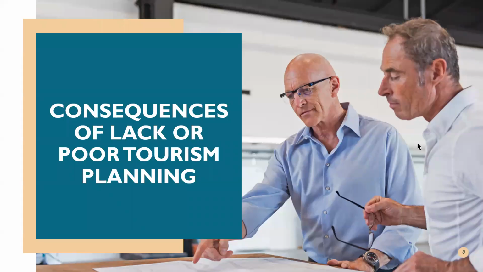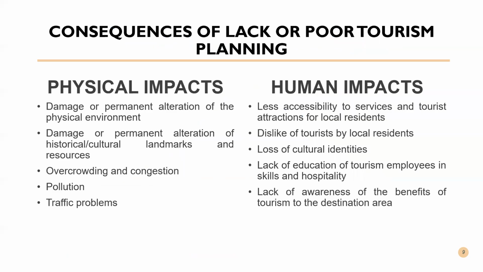So now let's talk about the consequences of lack or poor tourism planning. So when you lack or have a poor tourism plan, it might negatively affect the destination. It will affect different aspects. First, the possible physical impacts of lack or poor tourism plan. It might damage or permanently alter the physical environment of the destination, as well as the historical, cultural landmarks and resources. It might also result in overcrowding and congestion, pollution, and traffic problems.